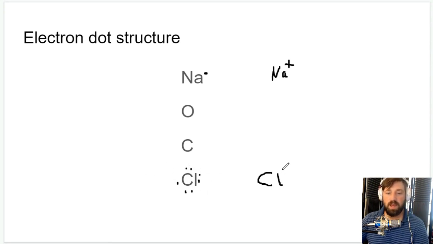Now, what about the ion? What about a chloride minus ion? So how would that work with the chloride ion? It would be the same, but we just added 1 more. So 1, 2, 3, 4, 5, 6, 7, 8. Now it has that full octet that it was looking for before.